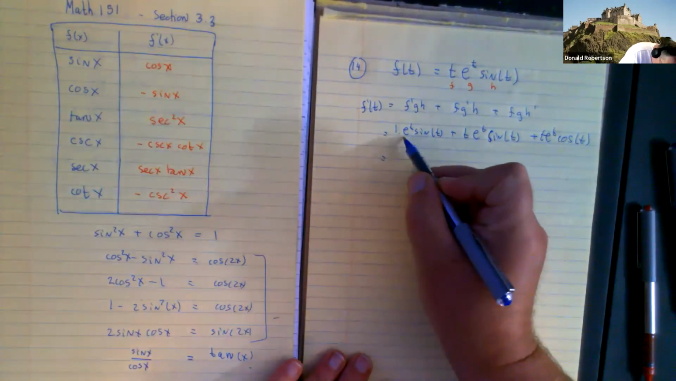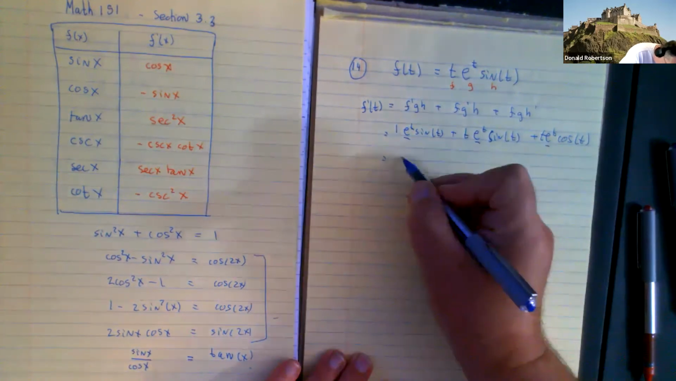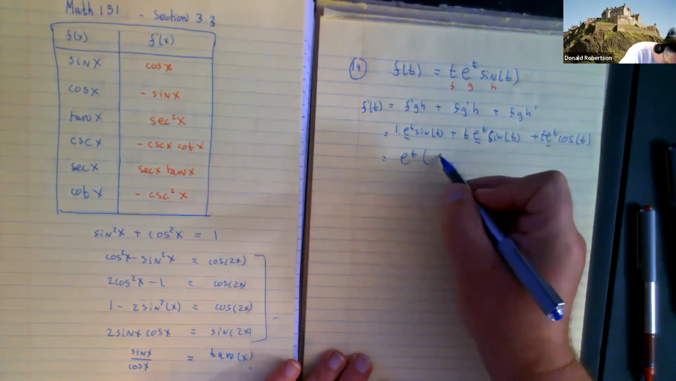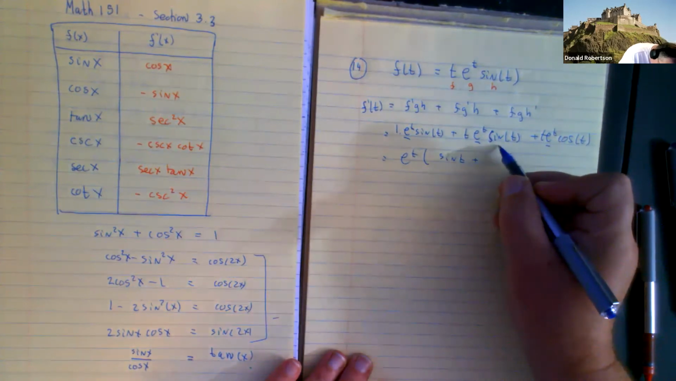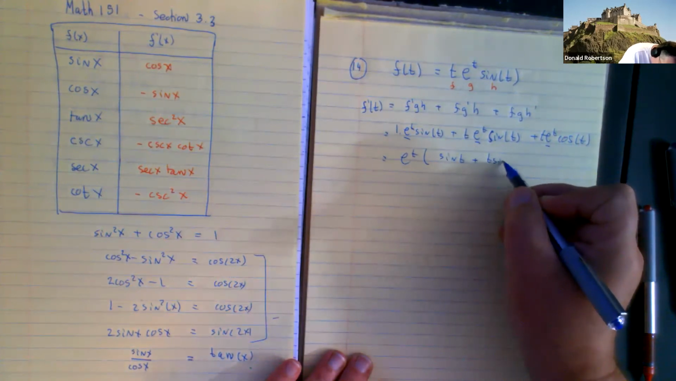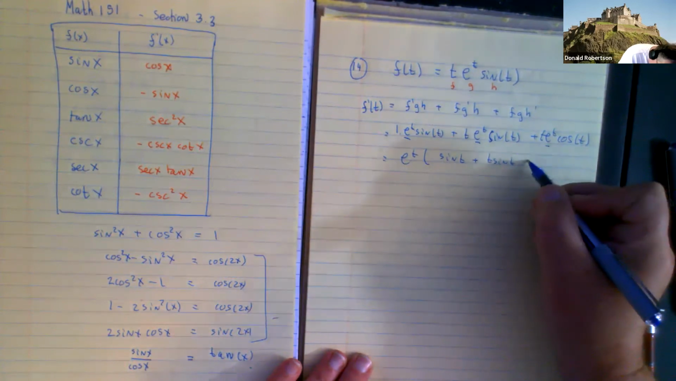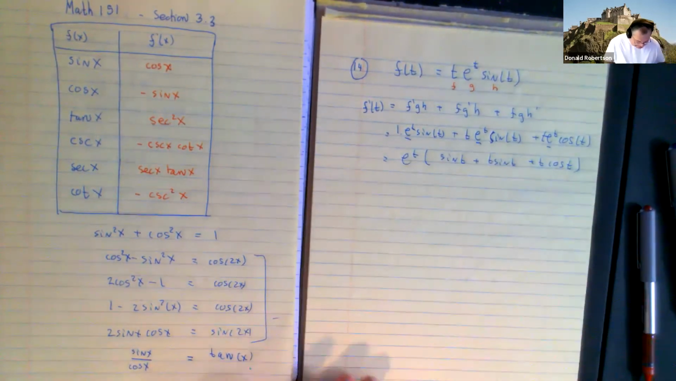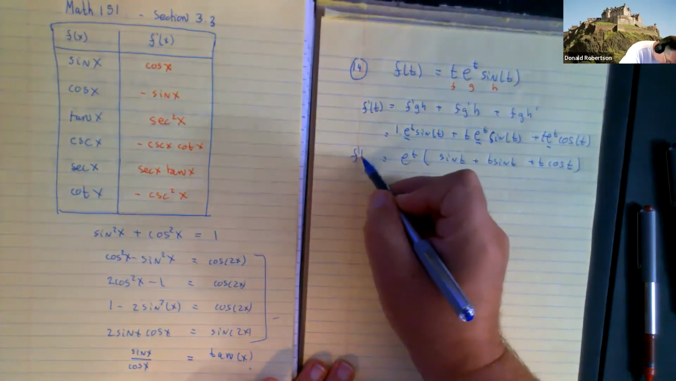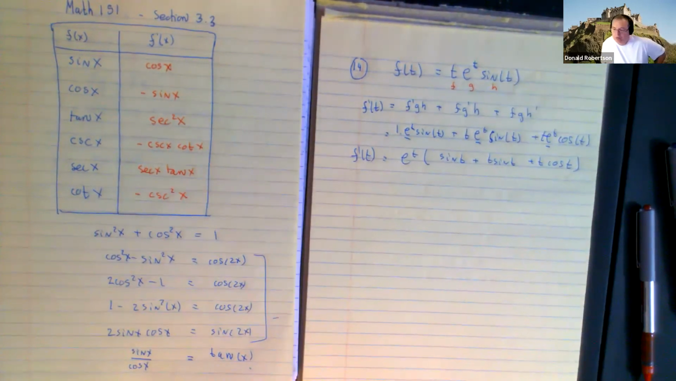Now, the only thing that I can see that they all share is e to the t. So that gives me a sine t, in this case, a t sine t, and in this case, a t cosine t. And there really isn't anything else you can do. We're finished.